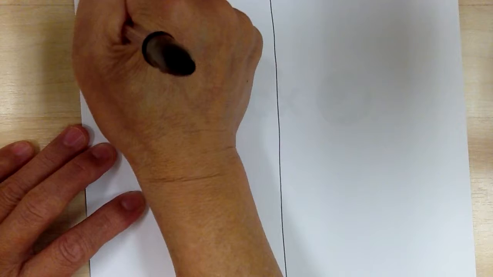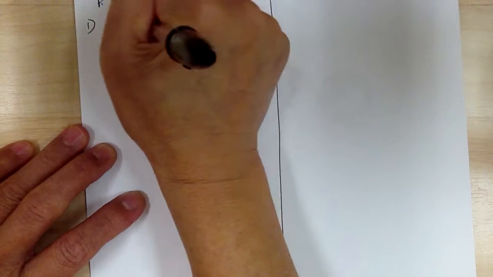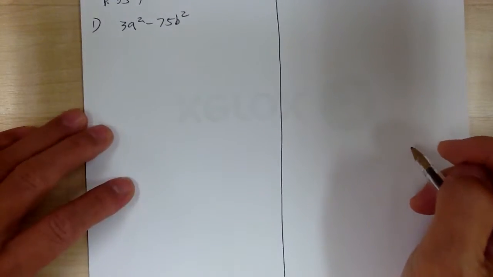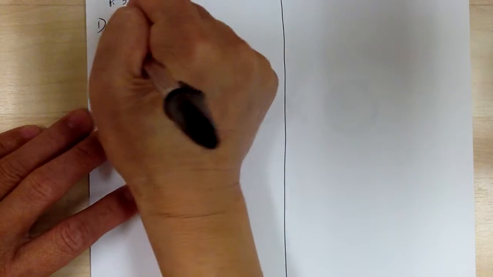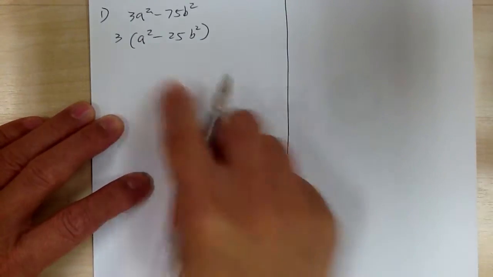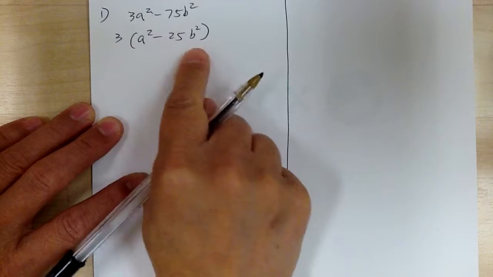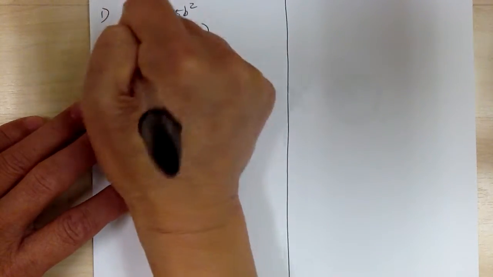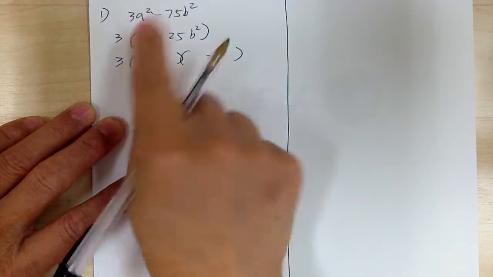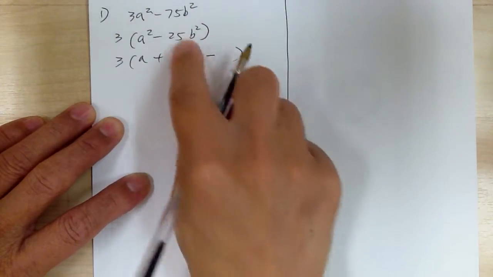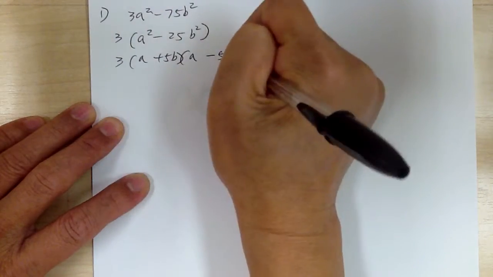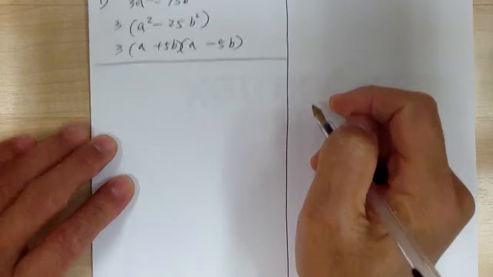Okay, number 1, you've got 3a squared minus 75b squared. So step 1, common factor, factor out the 3. So you've got a squared minus 25b squared. Then this is step 2a, the difference of squares, so it breaks down into conjugates. To get a squared, you need an a and a. To get 25, you need 5 and 5. To get b squared, you need b and b. Okay, and that's it for number 1.